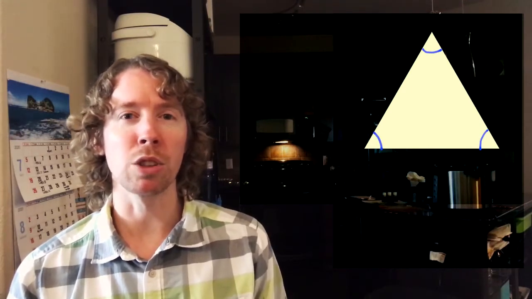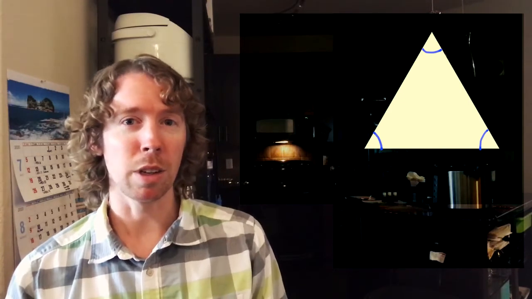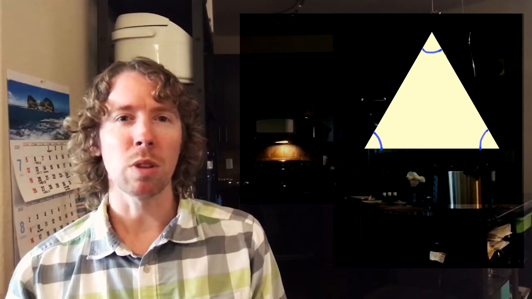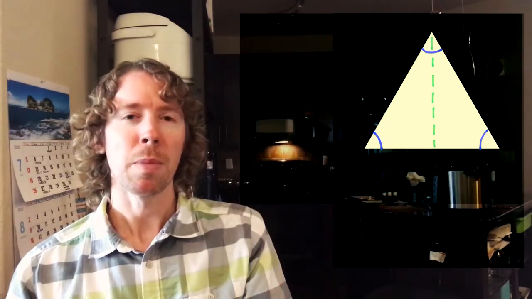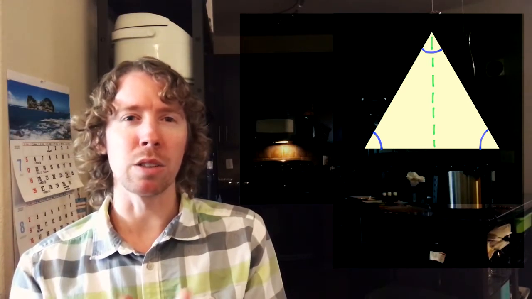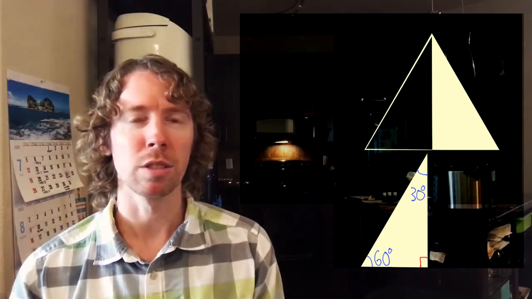So what is the measure of each angle in an equilateral triangle? 60, because 180 divided by 3 is 60. So we're going to take this equilateral triangle, and I'm going to split it right down the middle. And so when I do that, it breaks into two different triangles, both of which are 60, 90, and 30 degrees. So 30, 60, 90 triangles.